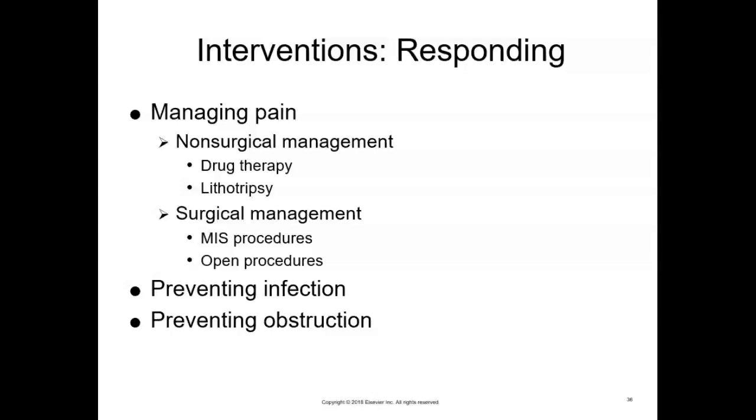Minimally invasive surgical and open surgical procedures are used if urinary obstruction occurs or if the stone is too large to be passed. Minimally invasive surgical procedures include stenting, ureteroscopy, percutaneous ureterolithotomy, and percutaneous nephrolithotomy. Stenting is usually performed with a stent, a small tube that's placed in the ureter by ureteroscopy. The stent dilates the ureter and enlarges the passageway for the stone or stone fragments.